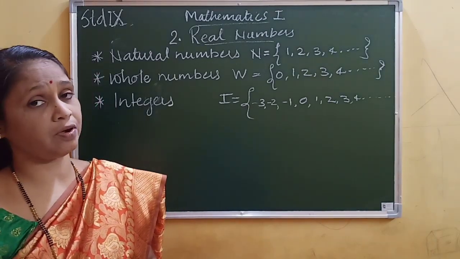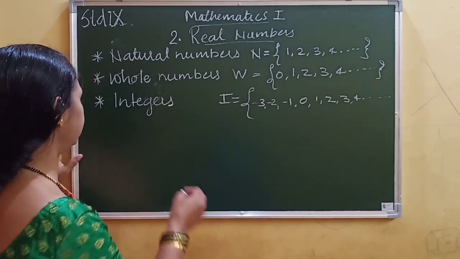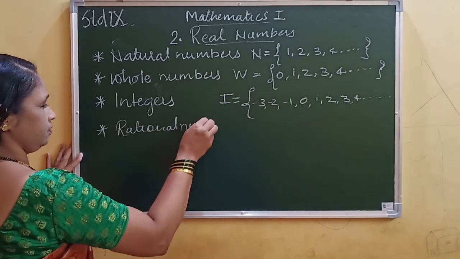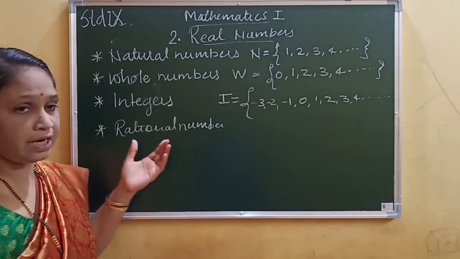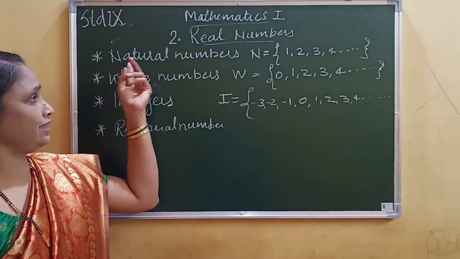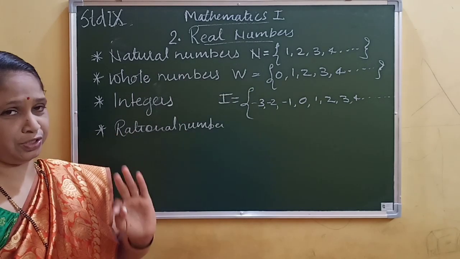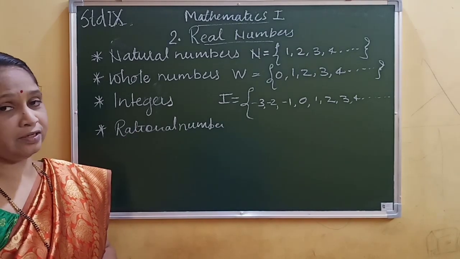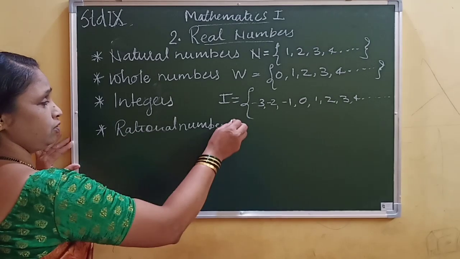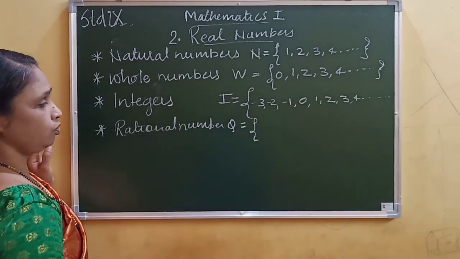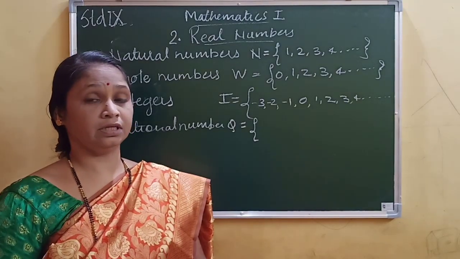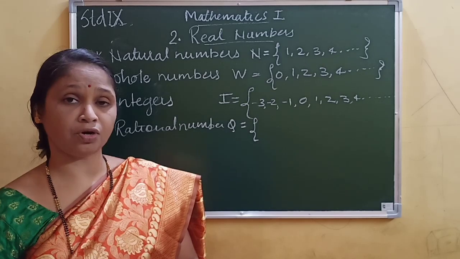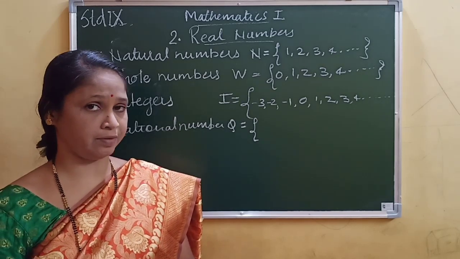Next you have studied rational numbers. These are not denoted by their previous letter. Natural numbers are denoted by N, whole numbers by W, integers by I. But rational numbers are not denoted by R; they are denoted by the set Q. Rational numbers are the numbers written in numerator and denominator form, p upon q, where q is not equal to 0.